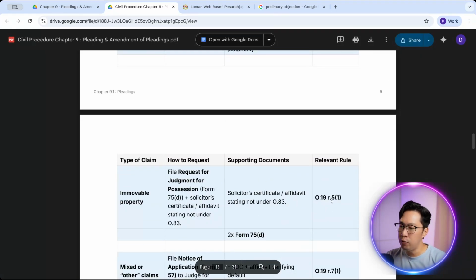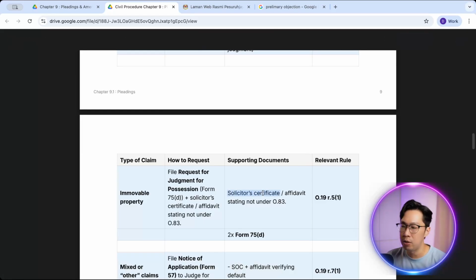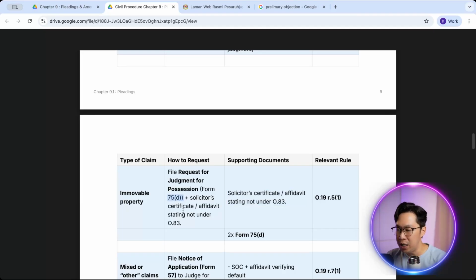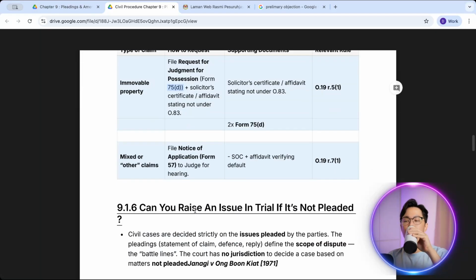If you look at Order 19 Rule 5, solicitor's certificates. Where do I get this from? This is from your Order 19 Rule 5. Affidavits, you don't have to memorize, just know where it is. From your Order 19 Rule 5. Form 75D. Other claim, then why do I use notice of application? Because it is stated there, Order 19 Rule 7. Order 19 Rule 7, statement of claim plus affidavit verifying default. Okay? Right, so that's it for your JIT. So now we come to the one often tested.